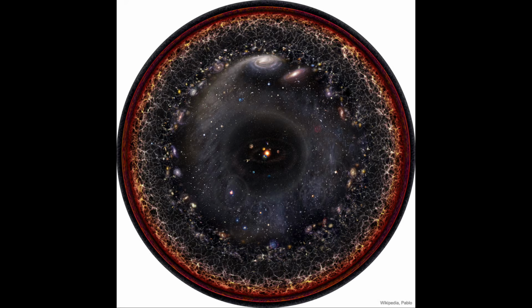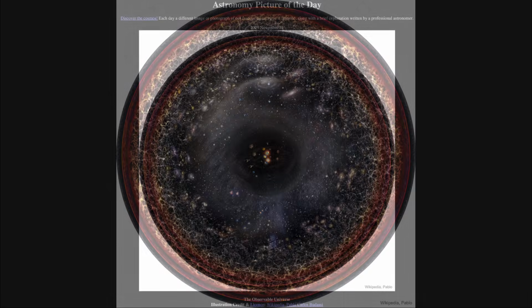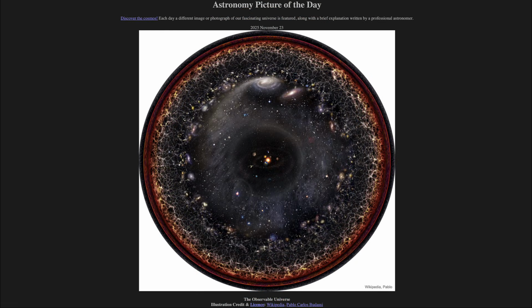So here we get to see everything. This is everything in the universe, from our solar system to our galaxy, to nearby galaxies, to the very distant galaxies going back to the Big Bang, all in one image. So that was our picture of the day for November 23rd of 2025. It was titled The Observable Universe.